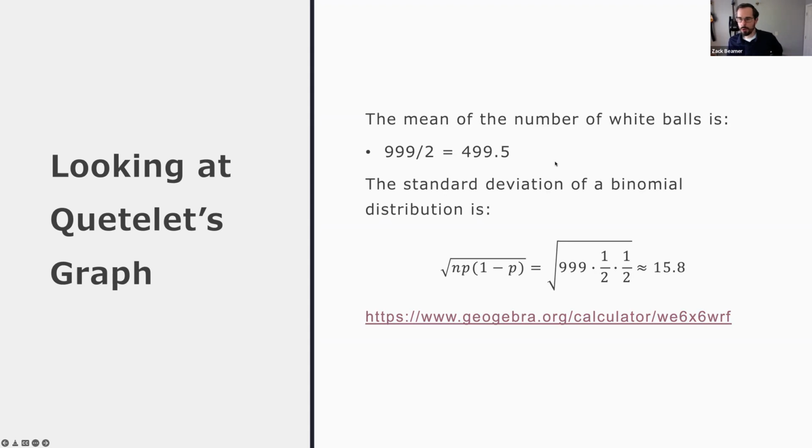Of course, the mean number of things that we would expect to draw would be half of the 999. So we have a mean at 499.5. And then the standard deviation, there's a nice formula for it. It actually showed up in a previous slide, that the standard deviation of a binomial distribution can be found. You might know this formula if you teach statistics, by the square root of n, the number of trials, times the probability of success times the probability of failure, which would be 1 minus the probability of success. And if you do that, I went and sketched this.